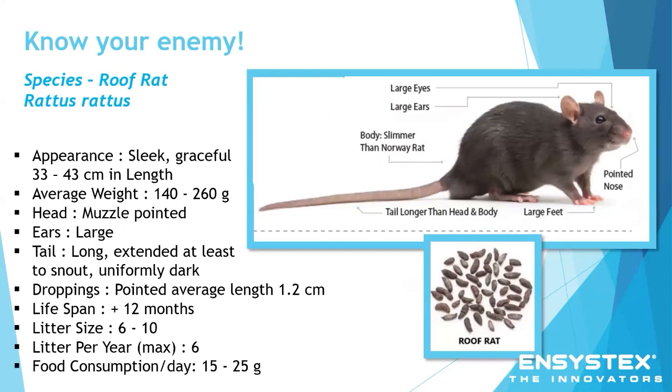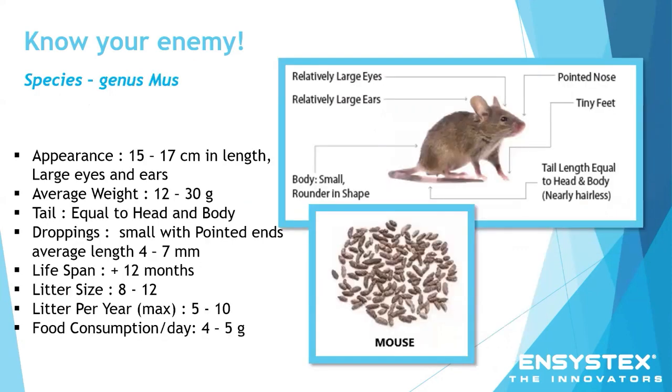Okay, now we're getting to the roof rat. Similar story, they're about half the size, 260 grams in optimum conditions. Again, they eat 10% of their body weight. Lifespan about a year, litter size less than your Norway rat. Litters per year, also a little bit less. I'm not going to go through the whole process of how much they can reproduce, because you can see it's quite a lot if left untreated. Then we've got the mouse, much smaller.